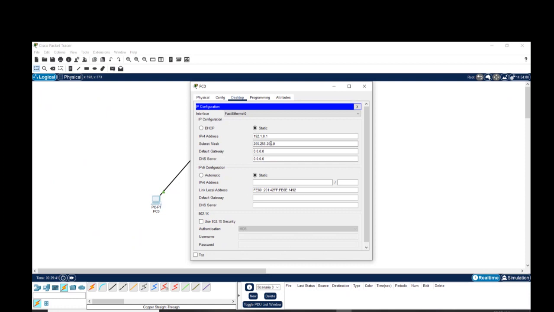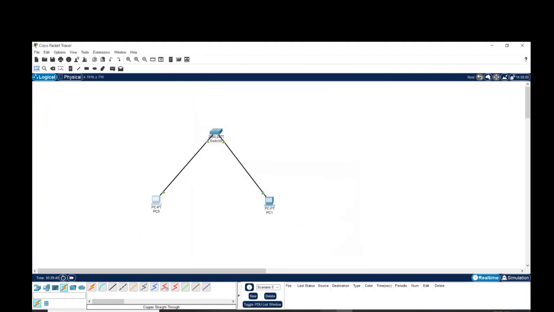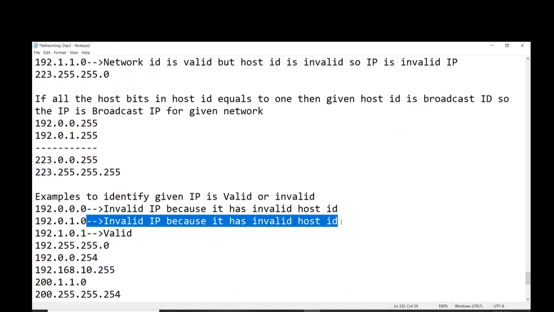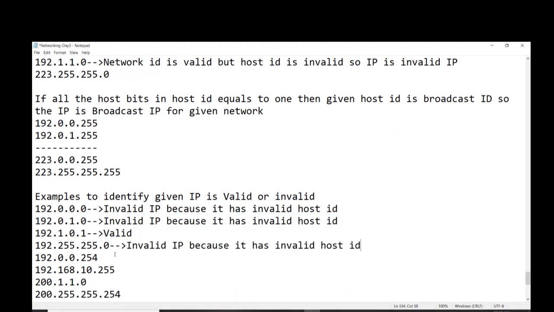Out of the subnet mask it is taking the classy network and host. So is this valid? Invalid, sir. Invalid host because invalid host ID. Is this valid? Yes, sir. Valid, sir.